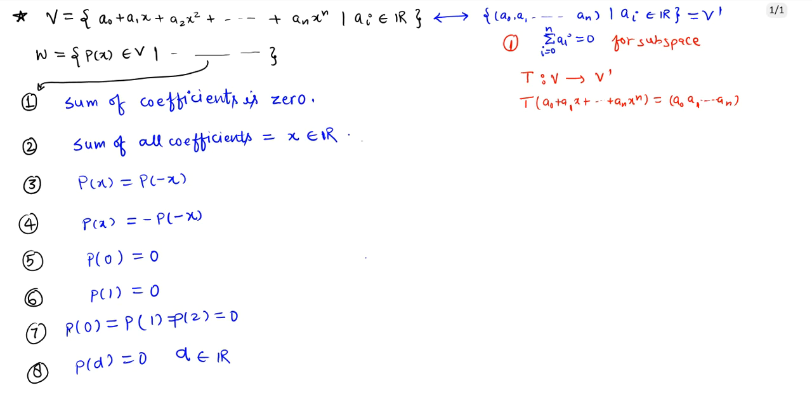Next, ninth number, collection of all those polynomials p of x is equal to p of 2x. This is a subspace or not?